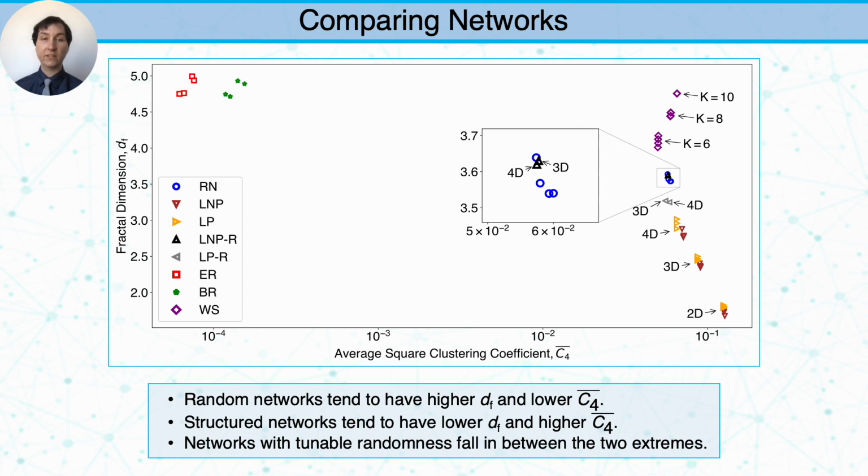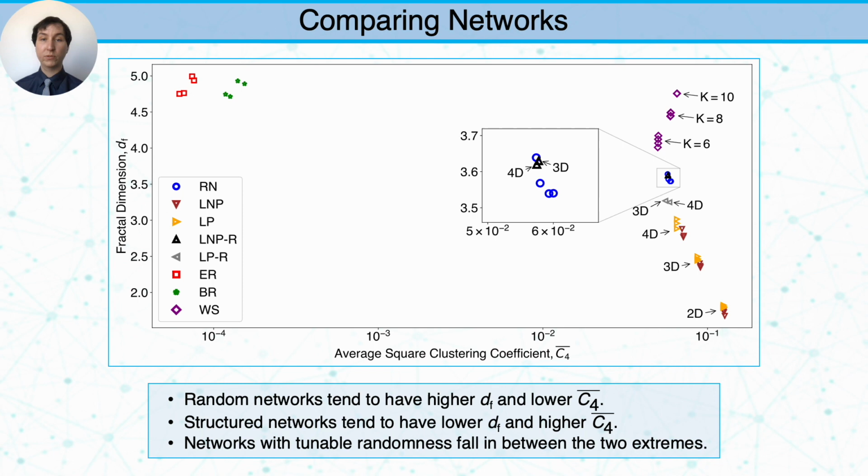We see the random networks tend to have a higher fractal dimension and average square clustering coefficient compared to the structured networks. We see the regular lattice networks approach their respective dimensionality, with the non-periodic boundary condition networks having a lower fractal dimension because of the edge effects.